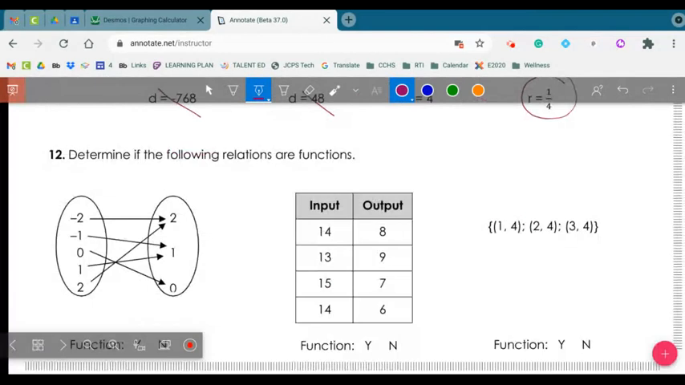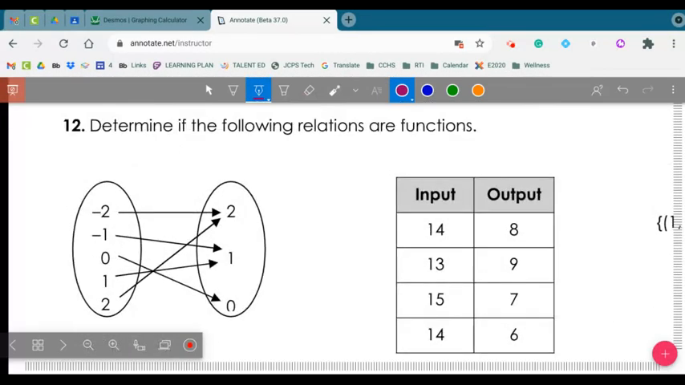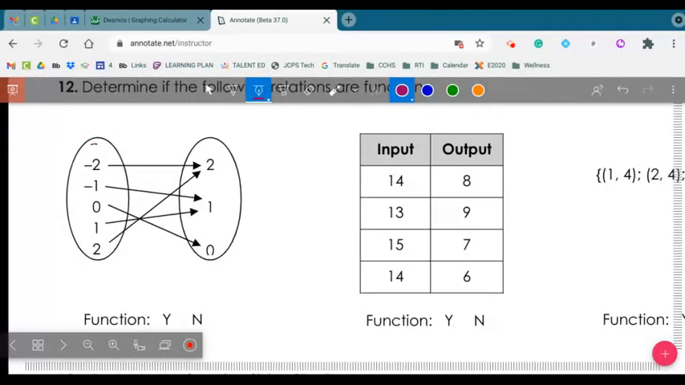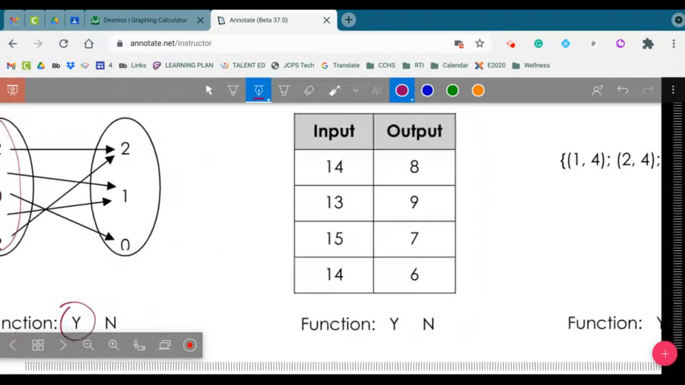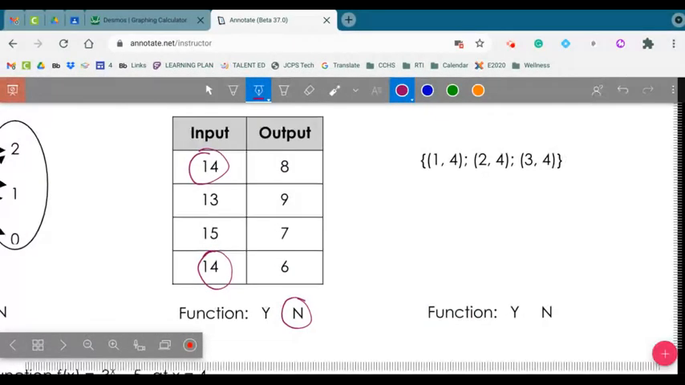Okay, next, determine if the following relations are functions. So remember, in a function, each input has exactly one output. So on this one, do any of our inputs have 2 outputs? No, so it is a function. This one, our inputs repeat, so we know it's not a function. And this one, we just look at our x values, none of them repeat, so it is a function.